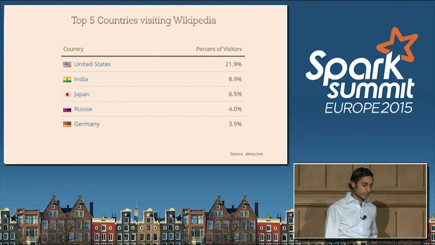And then some interesting information: the top 5 countries visiting Wikipedia. The US sends almost 25% of traffic to Wikipedia.